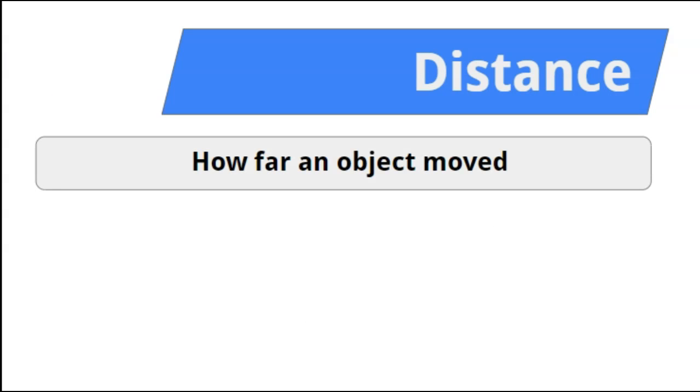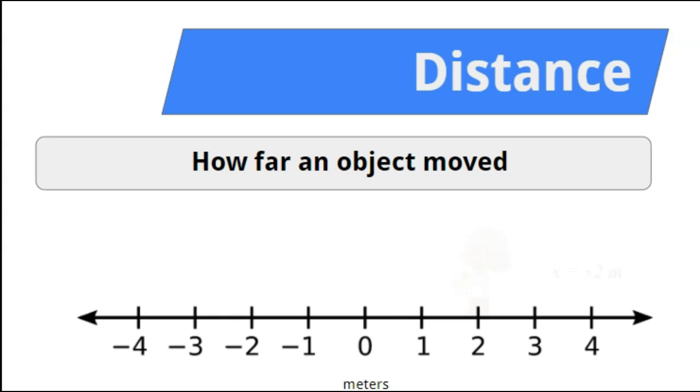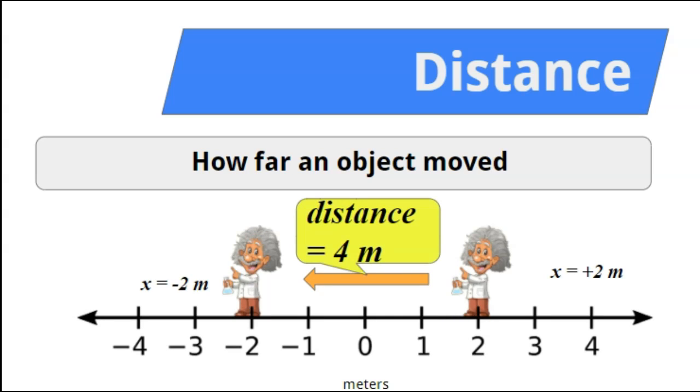Distance. This is how far an object moved. So in this case, with Einstein starting at positive 2 meters and going to negative 2 meters, the distance he moved was 4 meters. From 2 to 1, 0, negative 1, negative 2 is 4 meters between.